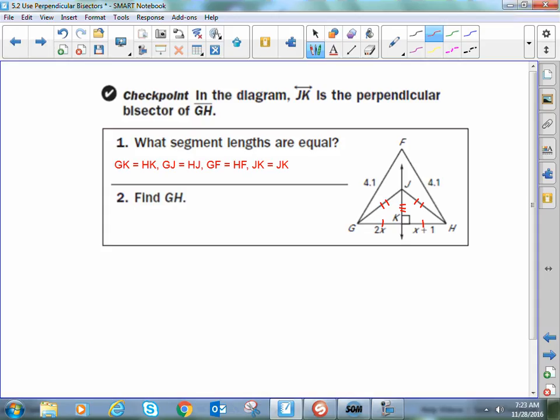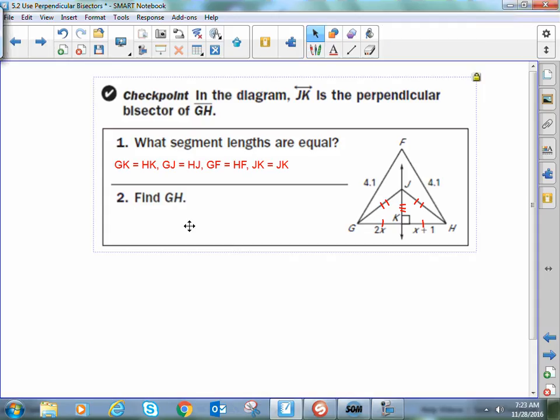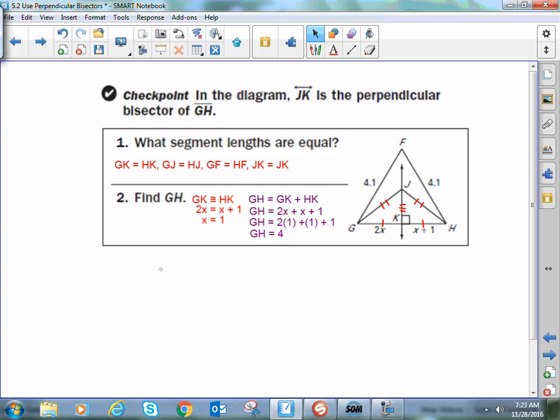How long is it? Well, because G to K and H to K are the same length, we can start off by saying that those two segments are congruent to each other. There it is. So GK must be congruent to HK. So we say 2x is equal to x plus 1, and that gives us x equals 1. So to find the length of GH, well, GH is made up of GK and HK. So adding those segments together, substituting 1 in for x, gives us GH to be 4 units long.